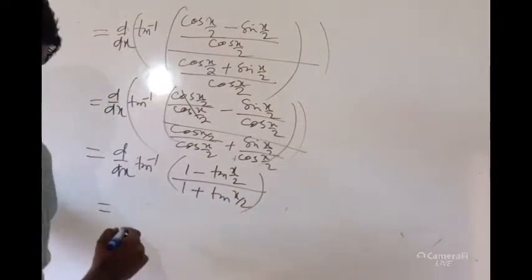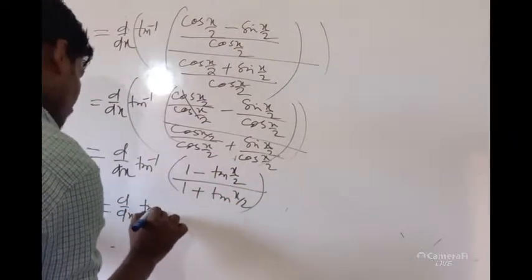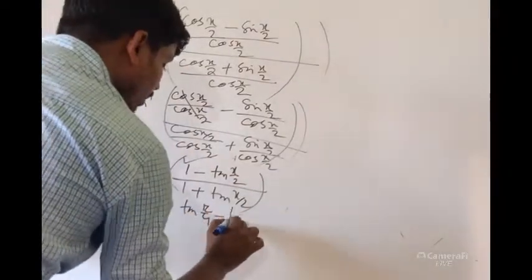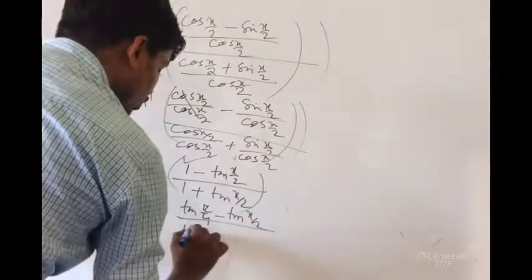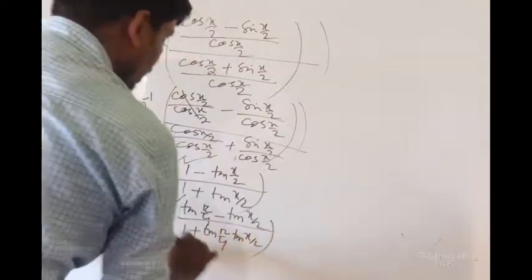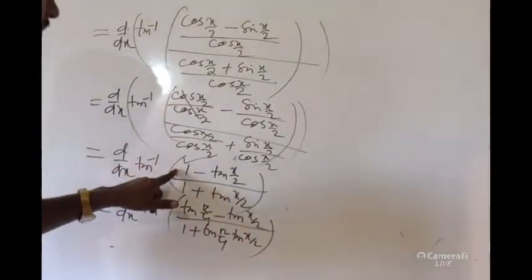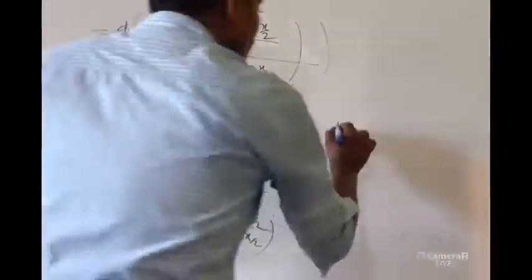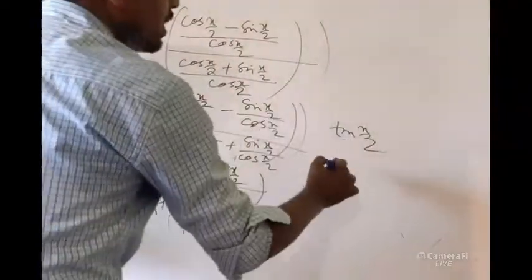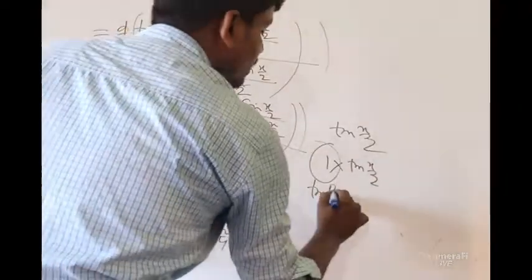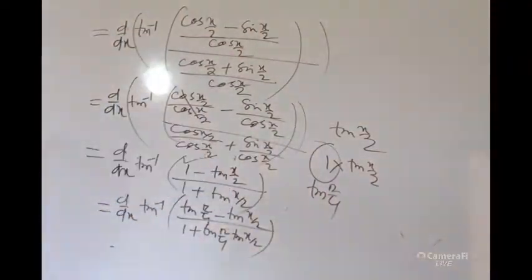Okay, now this becomes d by dx of tan inverse, then this 1 can be written as tan pi by 4, minus tan x by 2, and divided by 1 plus tan pi by 4 and tan x by 2. Okay, we replace this 1 with tan pi by 4, and tan x by 2 is here, and this can be taken as 1 into tan x by 2. Okay, any doubt?